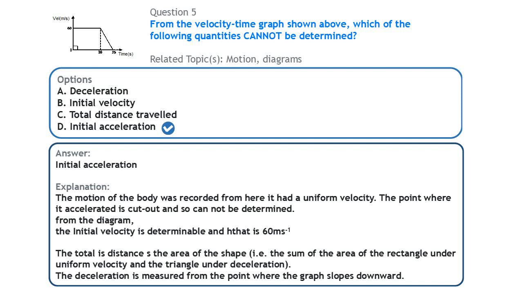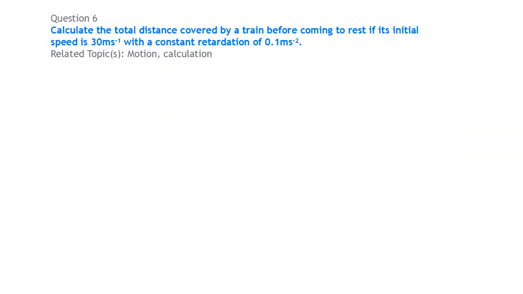But we cannot get the initial acceleration here. The acceleration on a velocity time graph is the point where the graph slopes upward, while the deceleration is where it slopes downward. So for acceleration, it should be sloping upward. As you can see in this graph, that part is not covered here. You can't see any part where the graph slopes upward, so you cannot determine the initial acceleration.